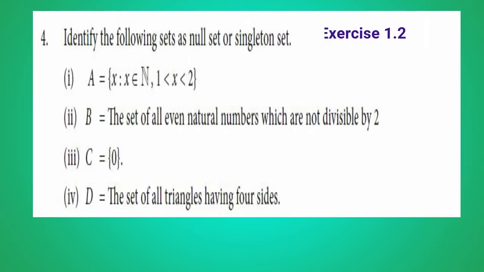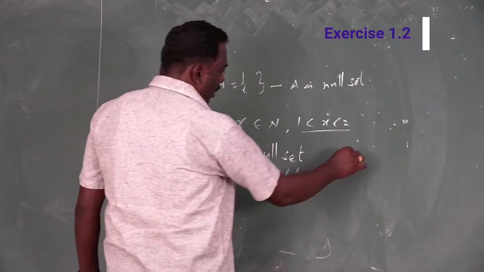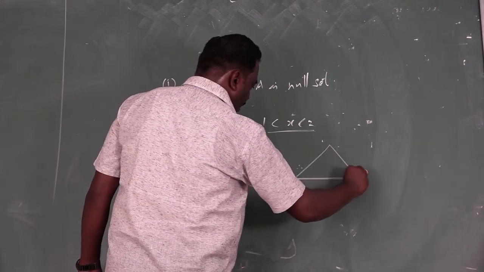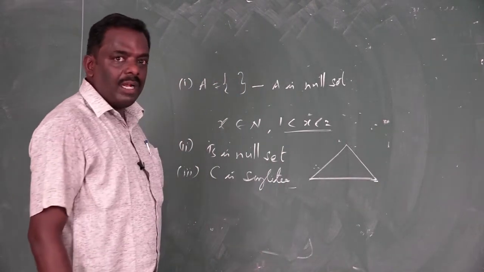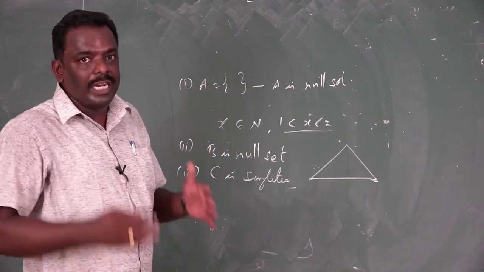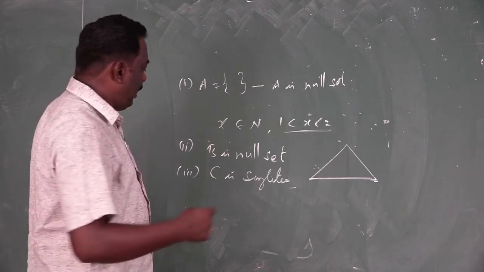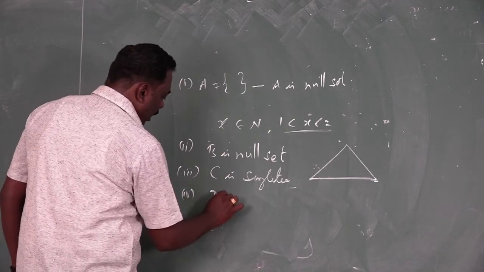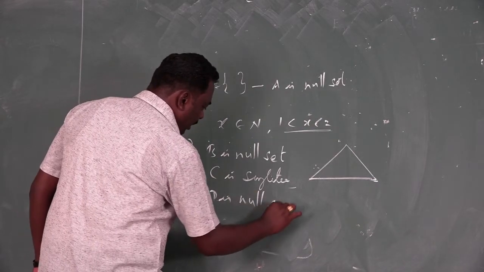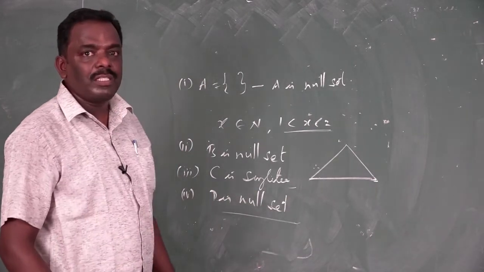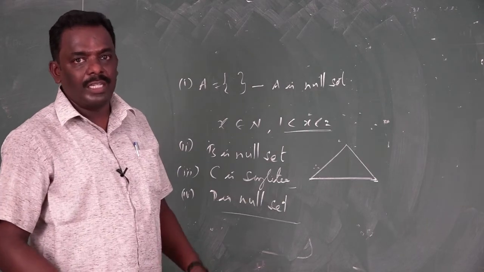So what is that called? It is a singleton set. The set C is called a singleton set. And the set D, the set of all triangles that have 4 sides. We know a triangle is bounded by 3 sides, and it is called a triangle. But no triangle has 4 sides. Therefore, that is a wrong statement, and for the fourth subdivision, D, we can also say it is called null. There is no triangle that has 4 sides. It is an empty or null set.